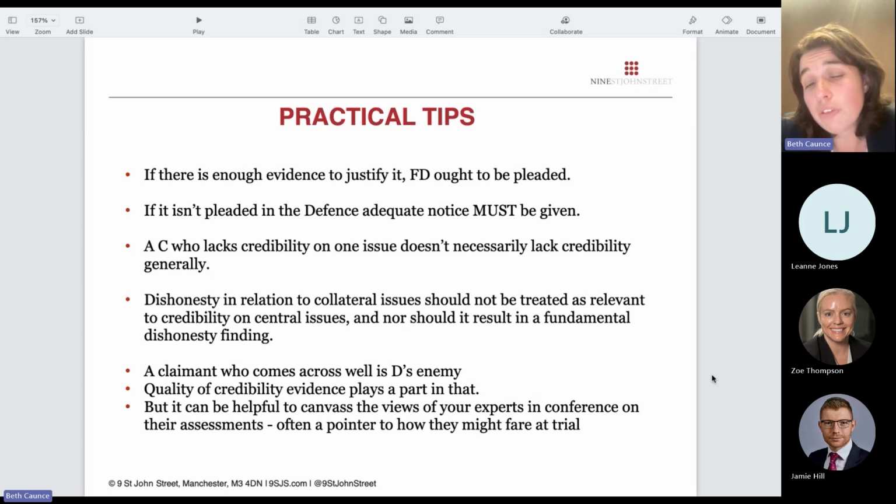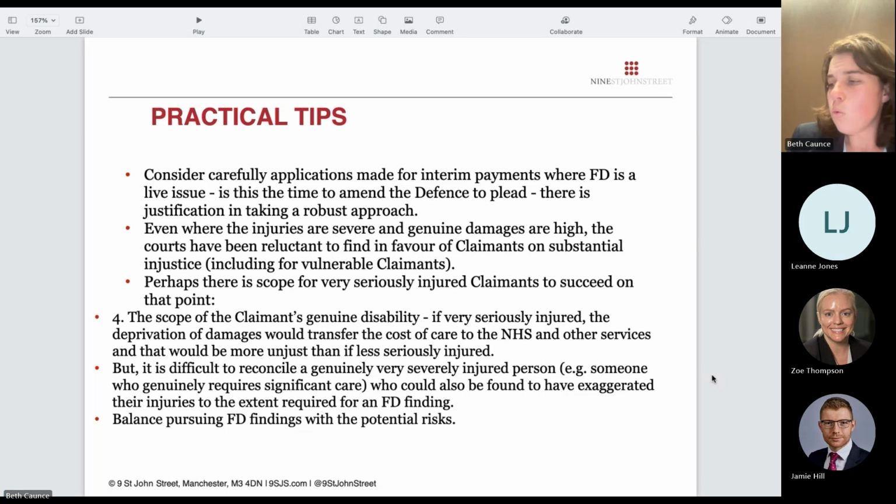It can be helpful to canvass the views of experts in conference, and they're the ones that have seen your claimant, and they may have a view on how they might fare when being cross-examined, so that can always be helpful. When faced with interim payment applications, consider these carefully where FD is a live issue. Is this perhaps the time to amend the defence to plead FD? And certainly where there are grounds for pursuing FD, there is justification in taking a robust approach.